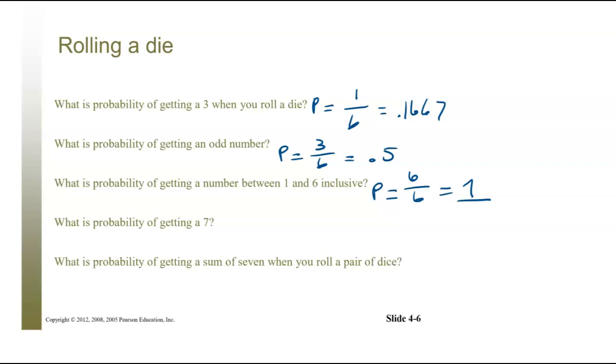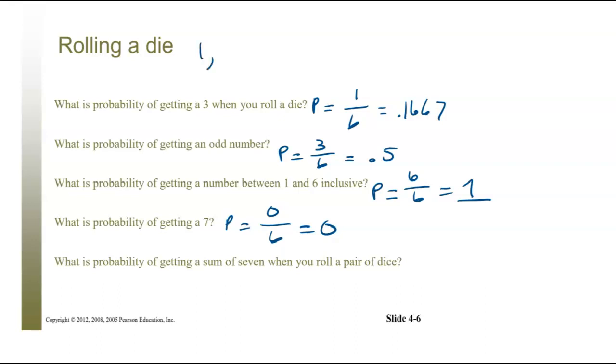And then on the other end of that, what's the probability of getting a 7? If you have a 6-numbered die, you can't get a 7. There are 0 out of 6, so our probability is 0. So let's change this up a little bit and say, what's the probability of getting a sum of 7 when you roll a pair of dice? That makes it a little bit more difficult. You have to understand what our sample space is.